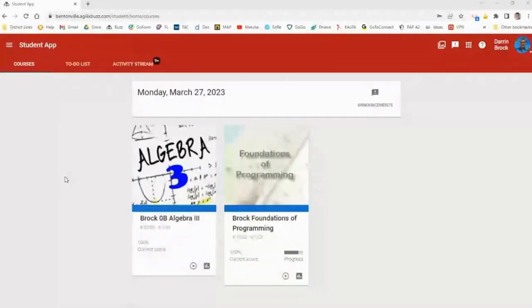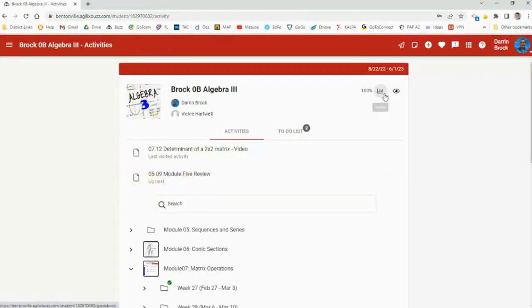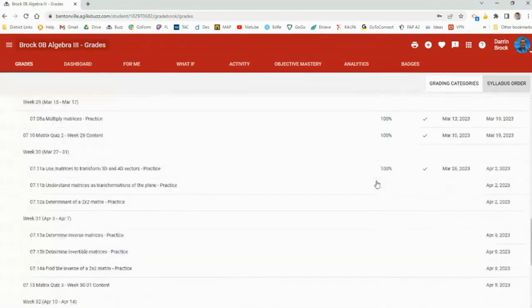Let's go ahead and jump into what we're doing. We are still continuing with the matrices that we were doing before the break. I think we've got about 2 weeks left. Let's take a look. We go to the grade screen. Let's see what we have this week.